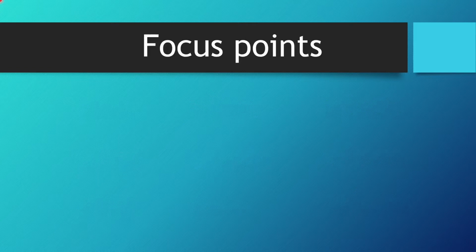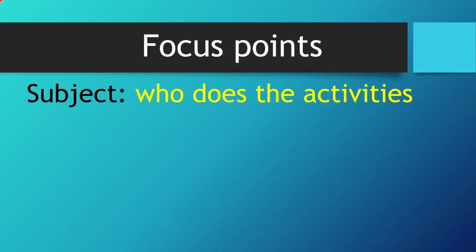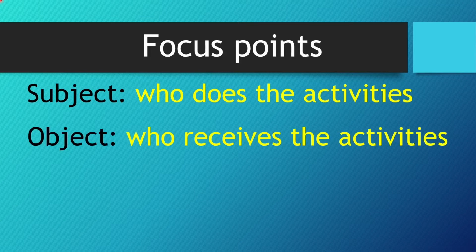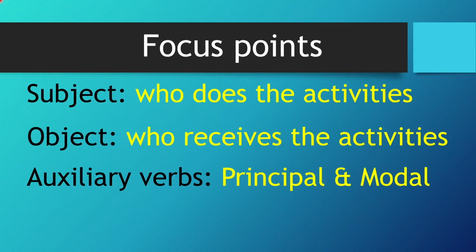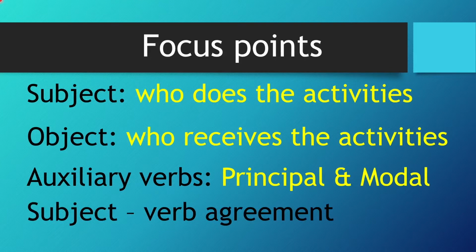Before we start making WH questions, we have to focus on 4 points. They are subject. That means who does the activities in the sentence. Then object, who receives the activities. Auxiliary verbs, both principal and modal auxiliary verb, and subject verb agreement. If you haven't watched my previously uploaded videos on subject and object and auxiliary verbs, I would recommend you to watch those videos at first. Otherwise, it will be really difficult for you to understand today's lesson.